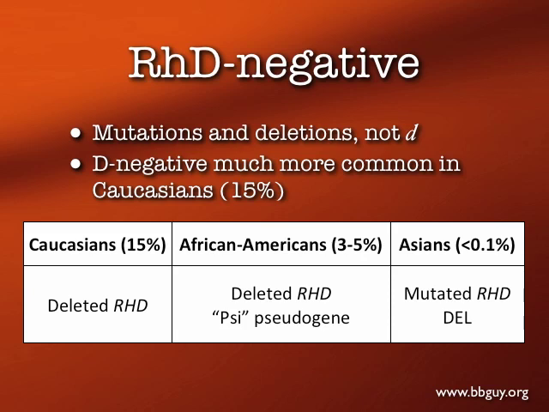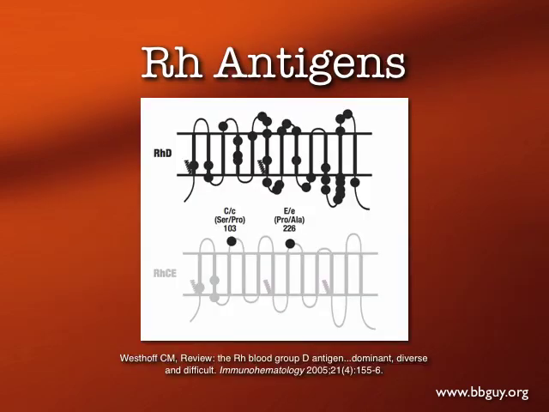That pseudogene has a premature stop codon. I mentioned this before, so you don't get a viable transcript that makes D antigens, so they look D negative. Asians, on the other hand, are very, very uncommonly D negative. They can have point mutations in the D gene, and in fact, many Asians that appear D negative aren't really D negative at all. They're actually a D variant that we'll talk about later, known as DEL. More on that in a bit.